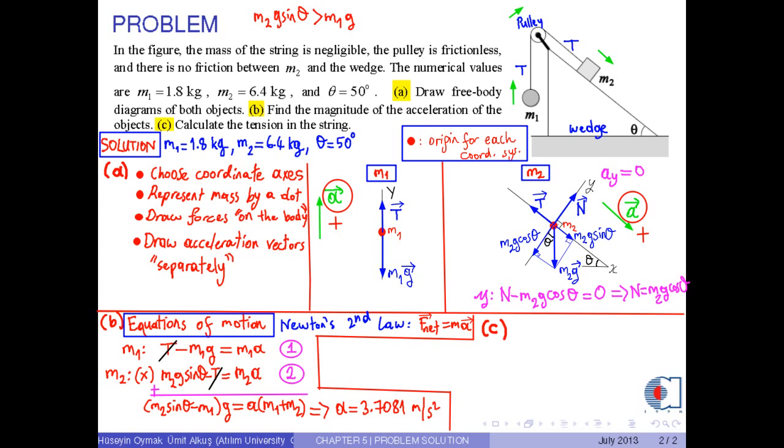In part C, calculate the tension in the string. It follows from equation 1 that T equals m1 times (a plus g). If we substitute the corresponding numerical values into this equation, we obtain approximately 24.3 newtons. Okay, this result brings us to the end of the discussion of this problem.